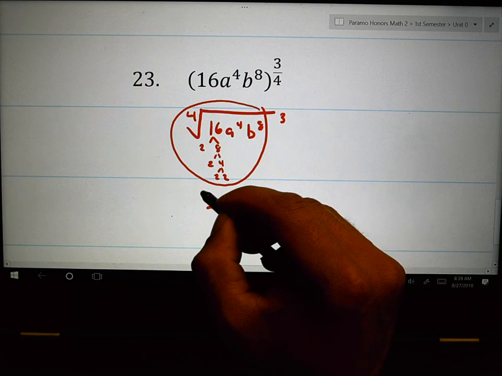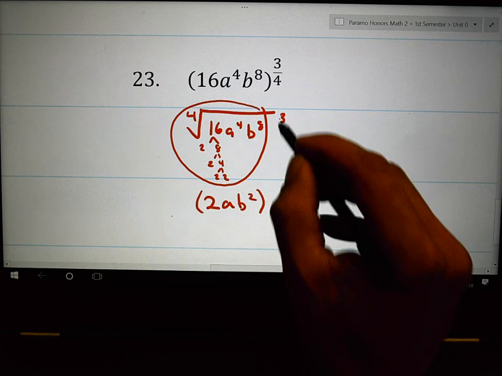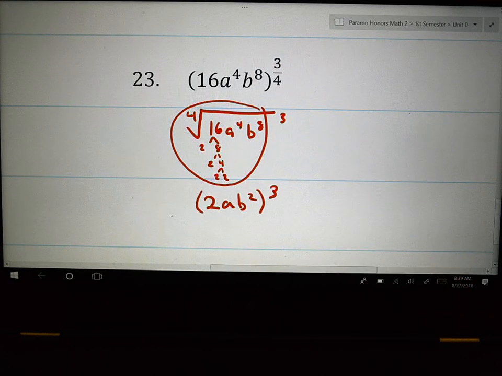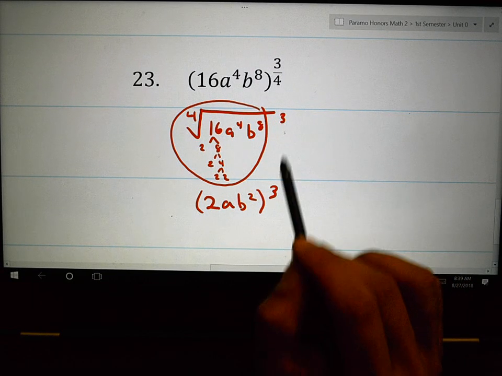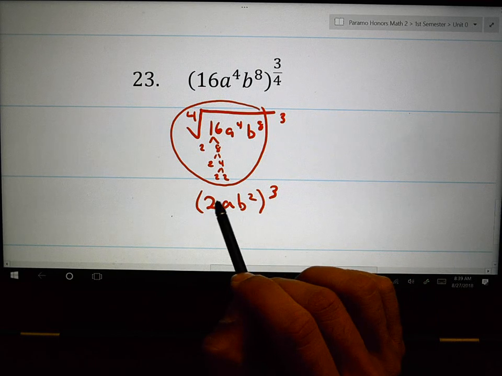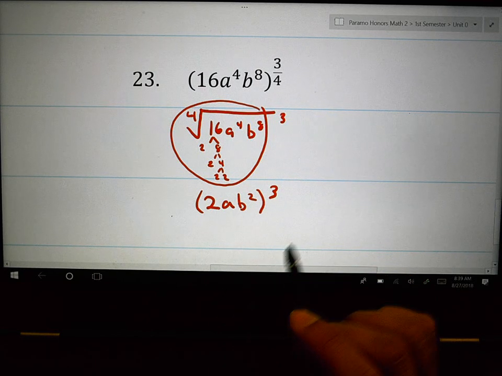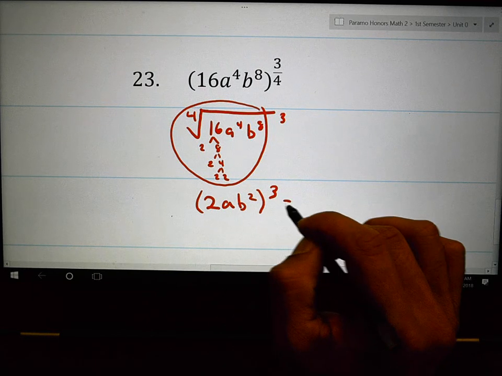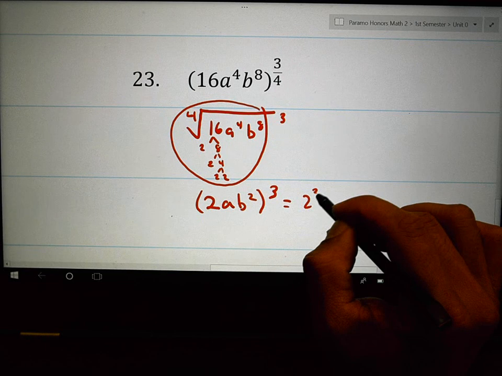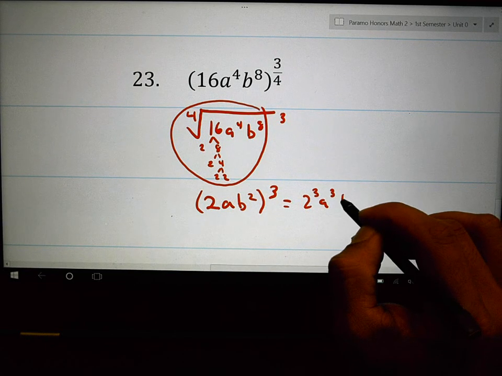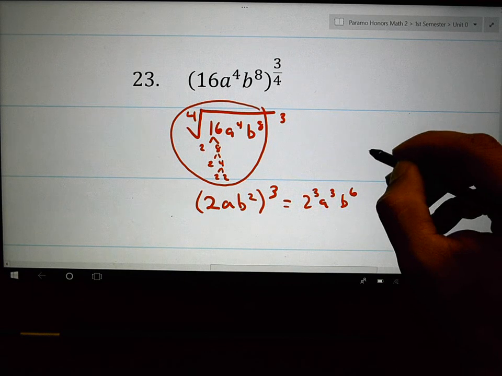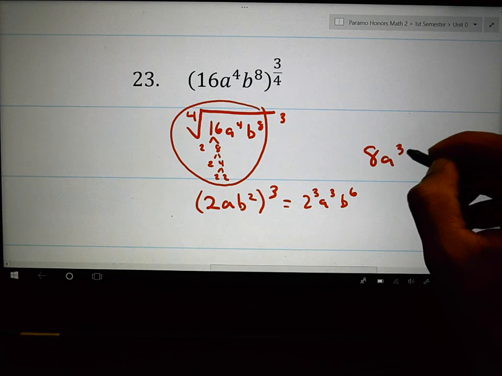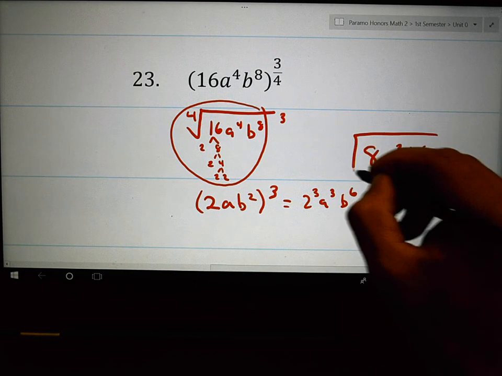I'm going to put it in parentheses to the third power because we didn't do that third exponent. That third power applies to the b squared. It applies to the 2. It applies to the a. So don't forget to do 2 to the 3rd, a to the 3rd, and b to the 6th because you're multiplying those things. Our final answer should be 8a to the 3rd, b to the 6th power.